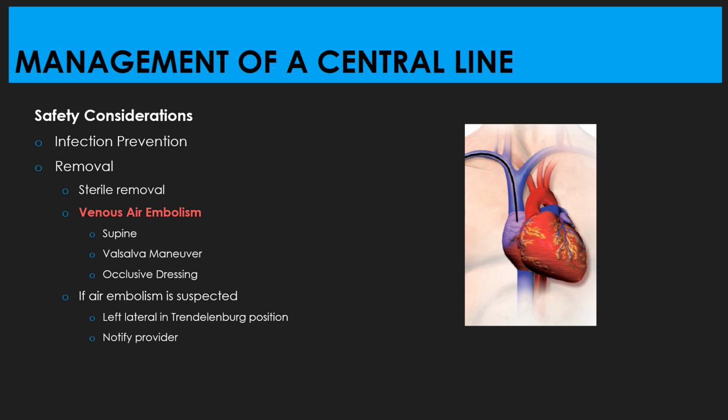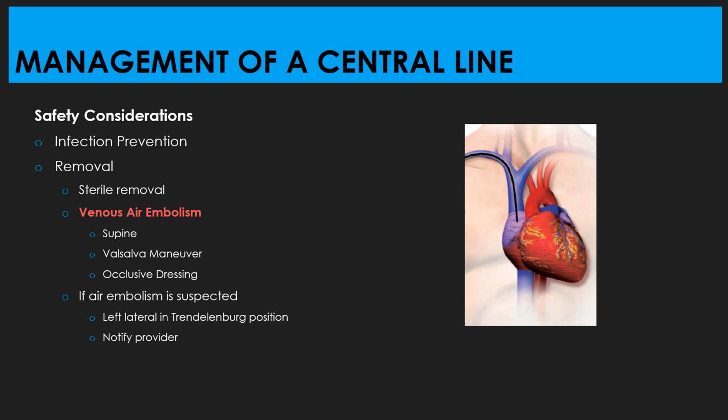Just like an arterial line, we should discontinue a central line as soon as the CVP is no longer needed. Removing the central line is different than the arterial line. It is a sterile process. And again, we're doing this to help prevent infection. But the biggest risk when removing a central line is developing a venous air embolism.